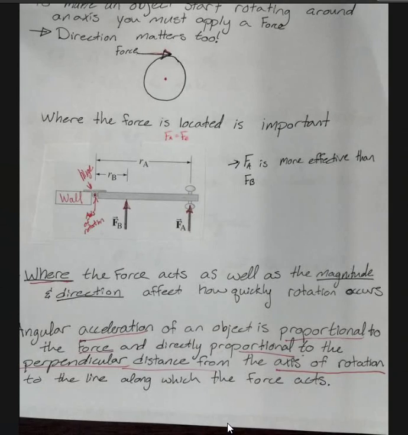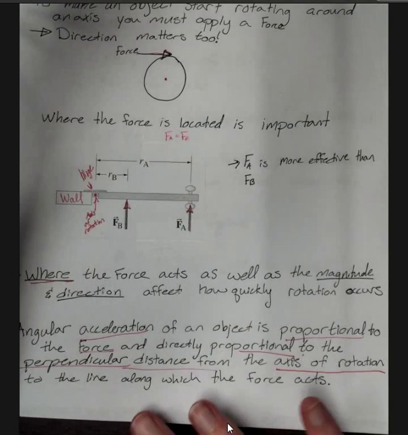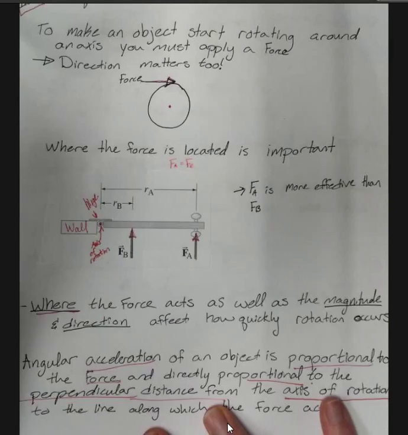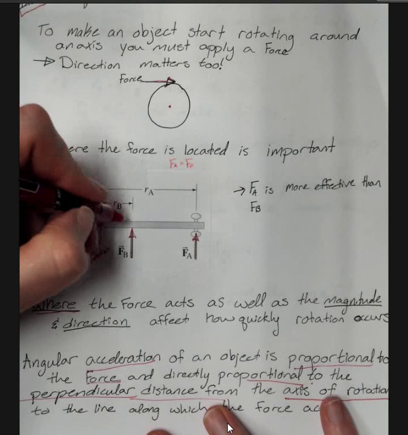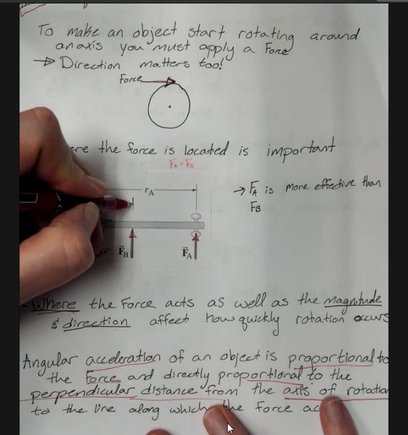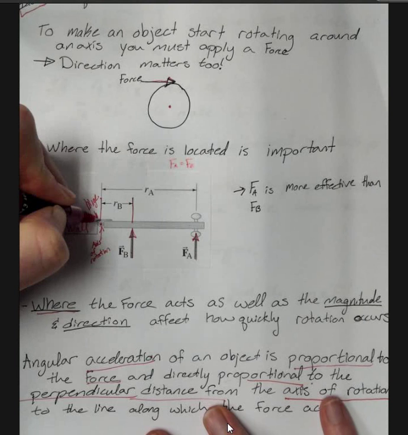So let's take a look at that. The perpendicular distance from the axis of rotation would be the distance for object B from here to here.